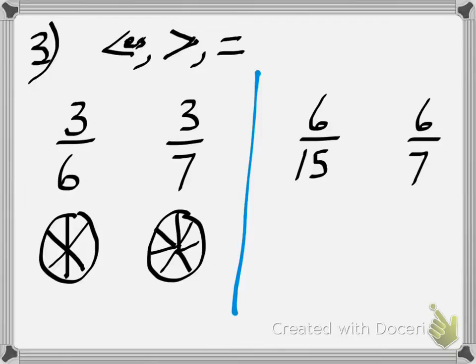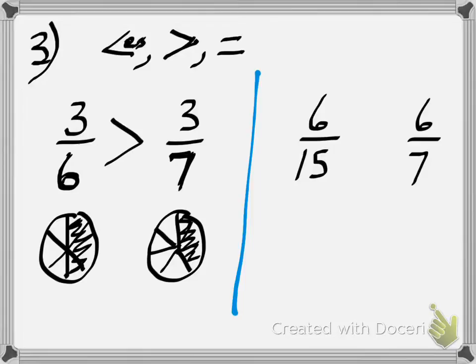Therefore, if we have 3/6, we're going to have half of it filled in. But 3/7 isn't quite going to be half, because sevenths are smaller pieces, and these are larger pieces. If two people have the same number of pieces, then the person with 3/6 would have more.